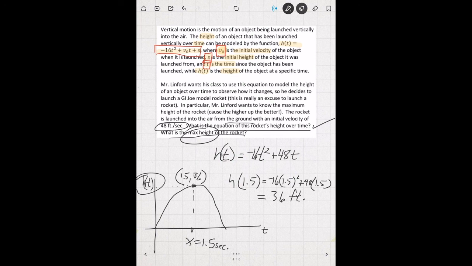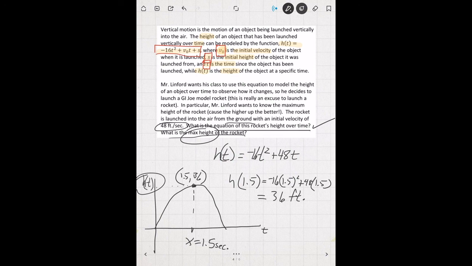So just plug it in. That's the beauty of this function. It tells you what the height is given the time. Now, I'm sure some of you are probably already thinking, does this really work exactly?